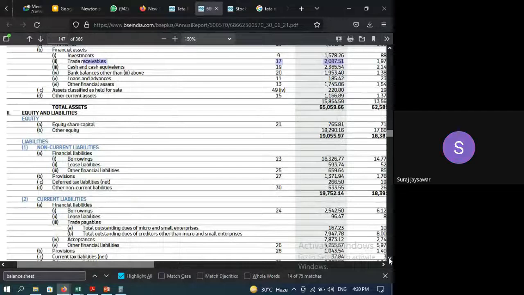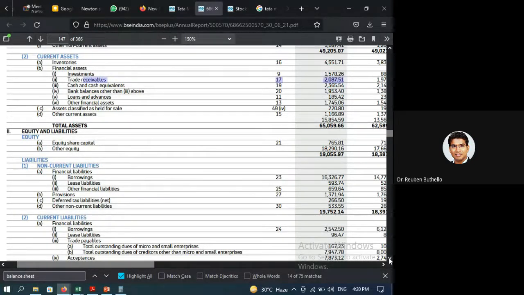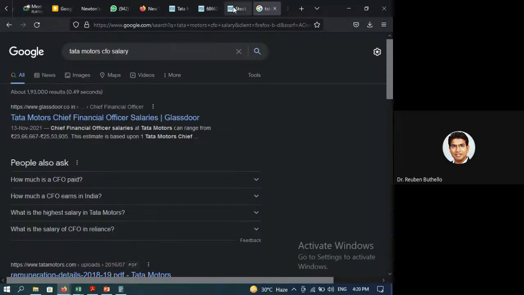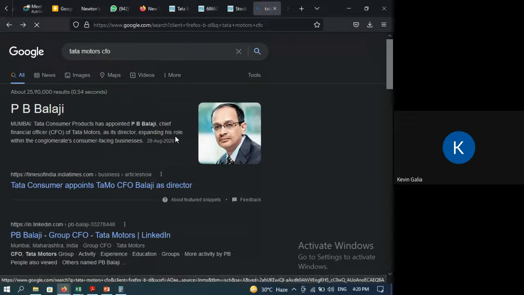Yes, sir. So, that idiot Bajaj who's sitting over there as CFO, right? What he'll do is, that Balaji, whatever his name was. PB Balaji, the one sitting here. Yes, PB Balaji, the name itself is like that.